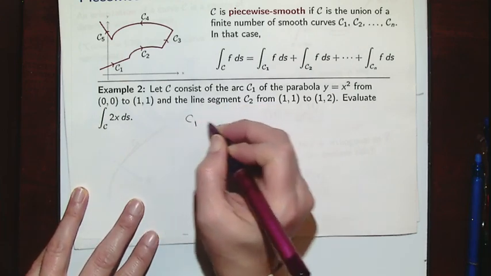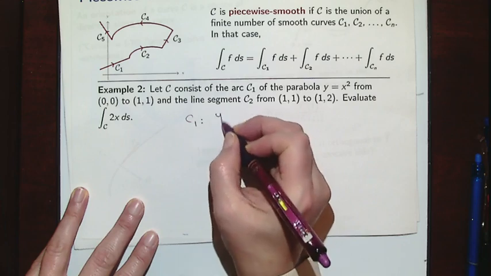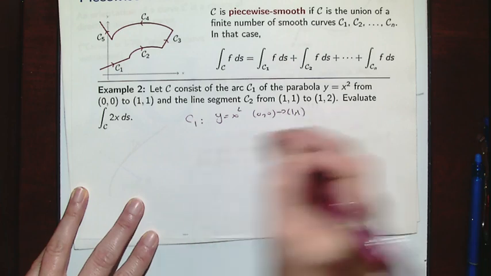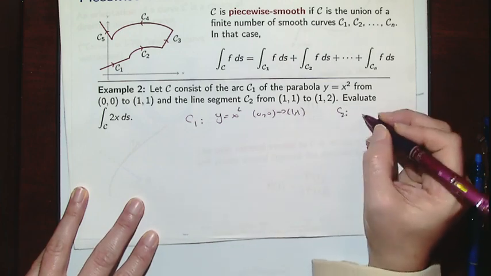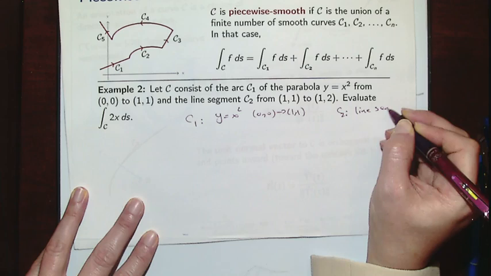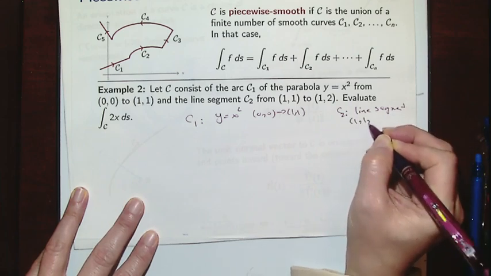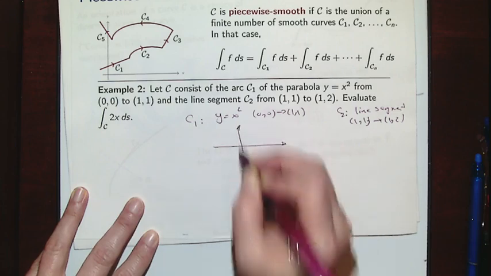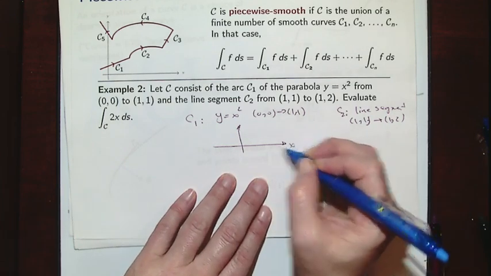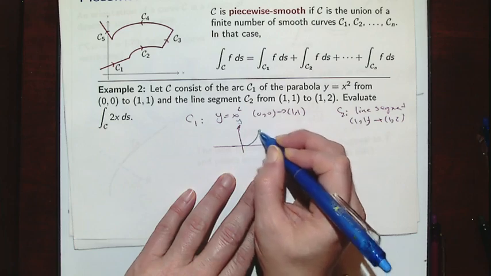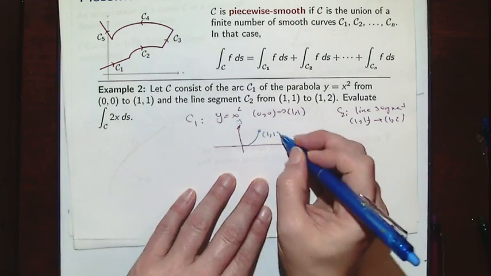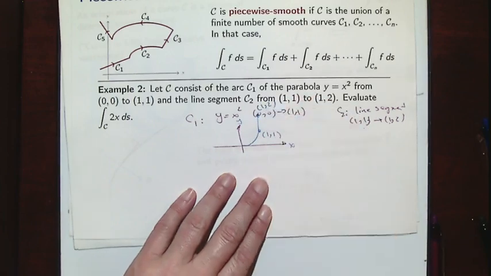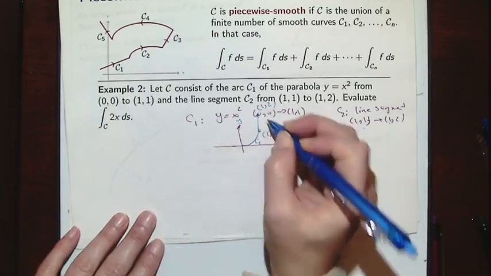So I have C1 that is a piece of a parabola from 0, 0 to 1, 1. And then I have C2 that is a line segment from 1, 1 to 1, 2. Should we draw this? Time to draw. XY plane. This is point 1, 1. Then from 1, 1, it goes to 1, 2. C1 and C2.